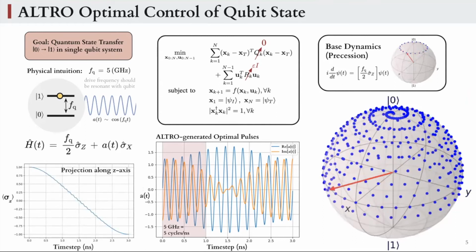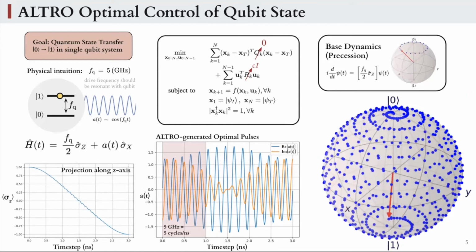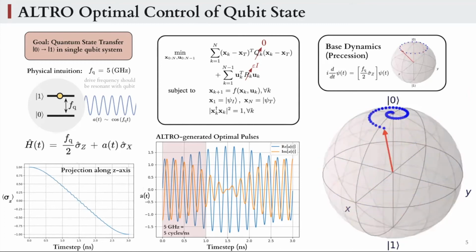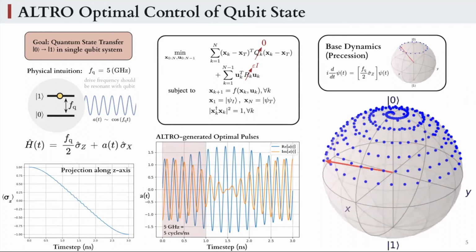Finally, if we look at the projection of our quantum states along this z-axis versus time, we see a trend from 1 to -1 as expected. And the smoothness of this trend suggests that the pulses we've produced are optimal.